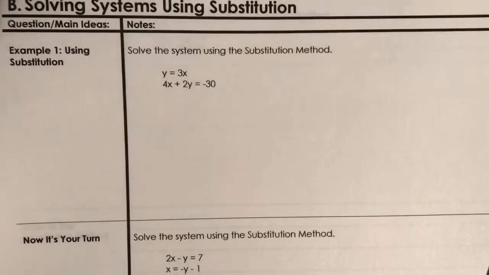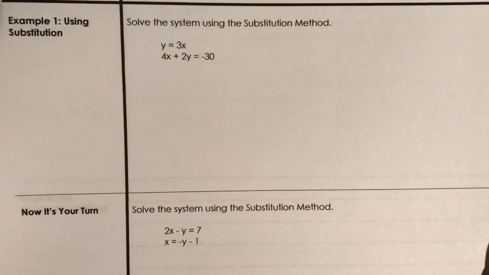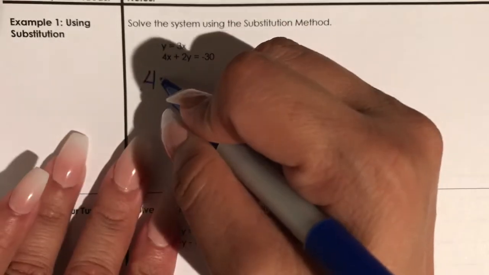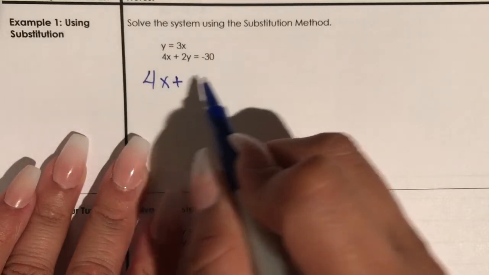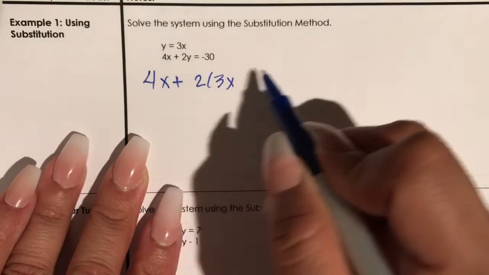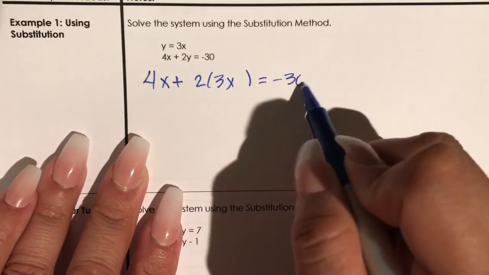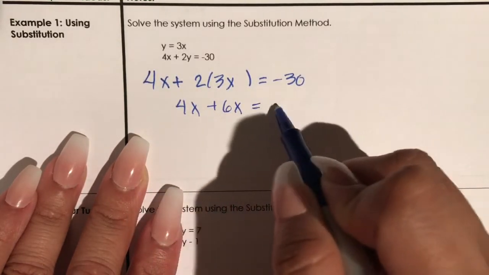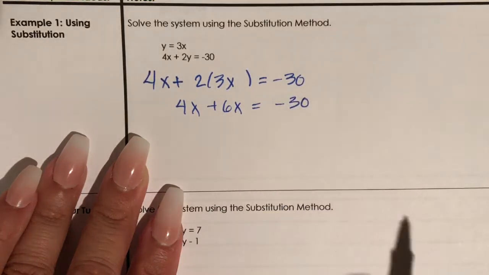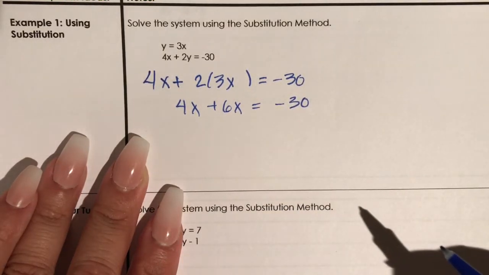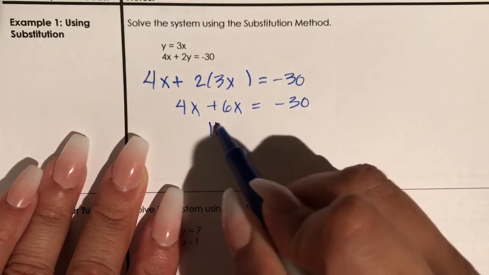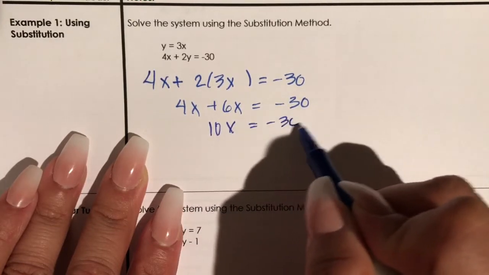So let's go ahead and start using substitution. 4x plus 2 times 3x equals -30. 4x plus 6x equals -30. I want to get everything in terms of x. 4x plus 6x is 10x equals -30.